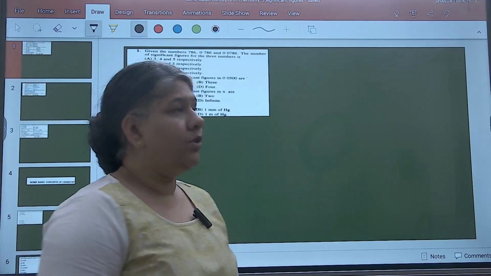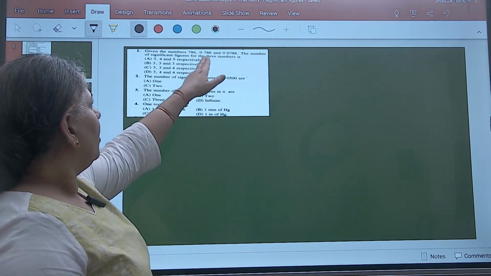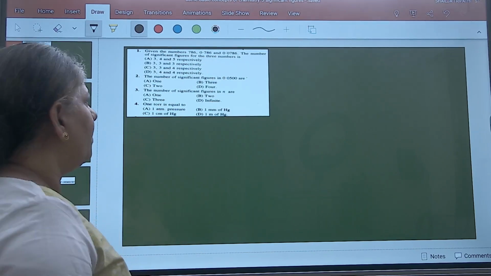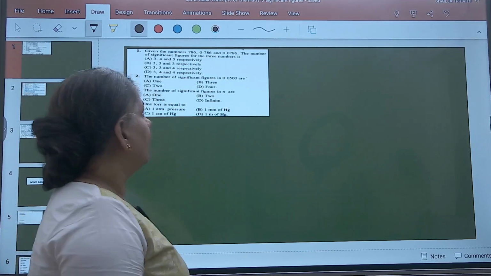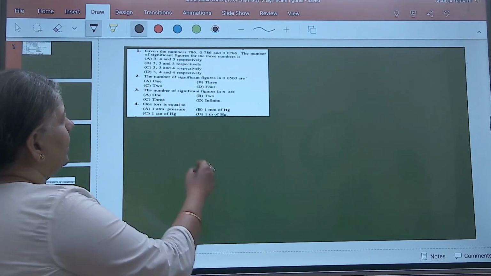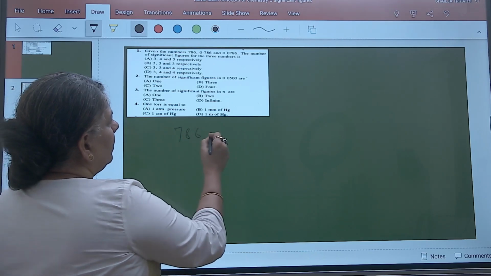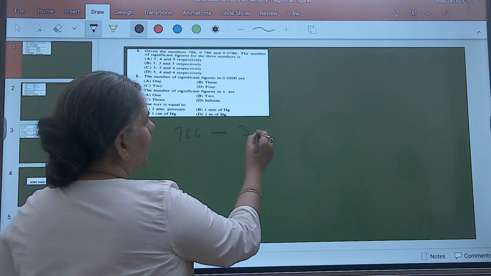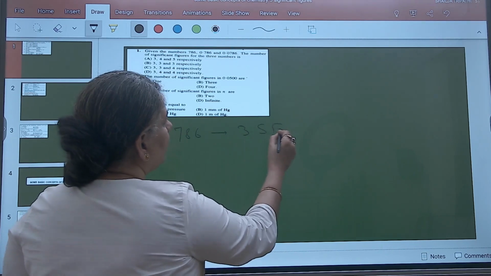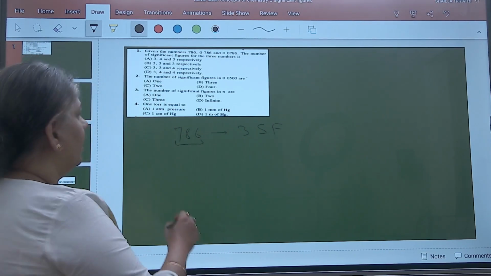Let's see our first question. Given the numbers 786, 0.786 and 0.0786, the number of significant figures for the following numbers is... For 786, there are three significant figures. As the rule says, all non-zero digits are significant.